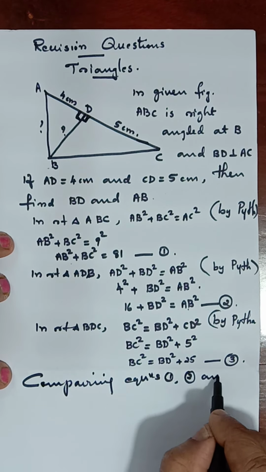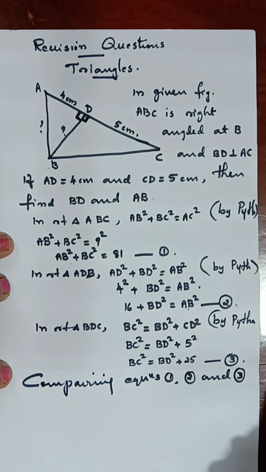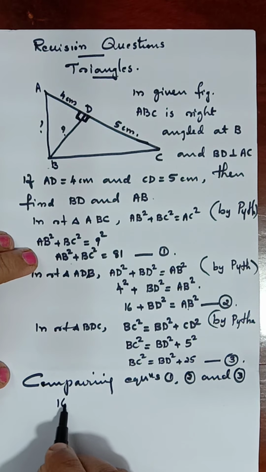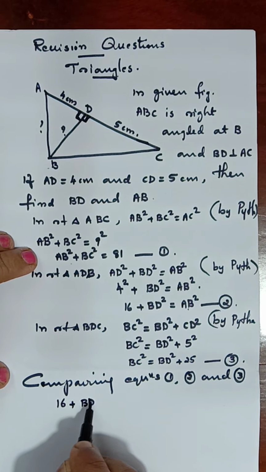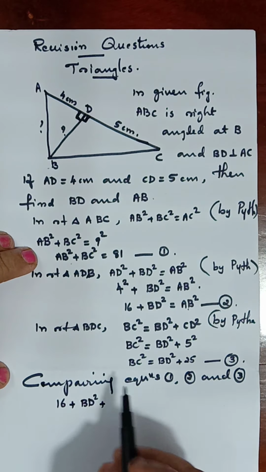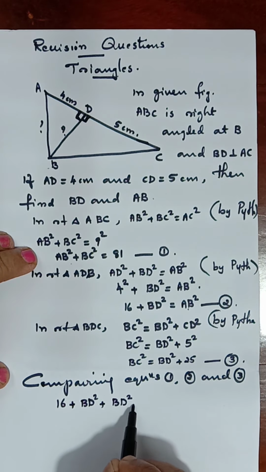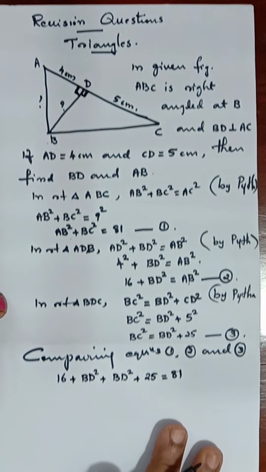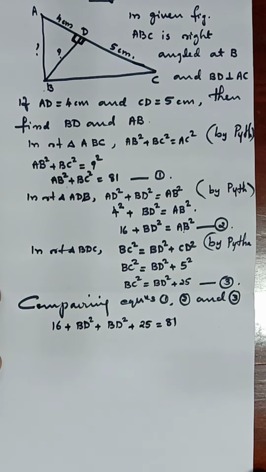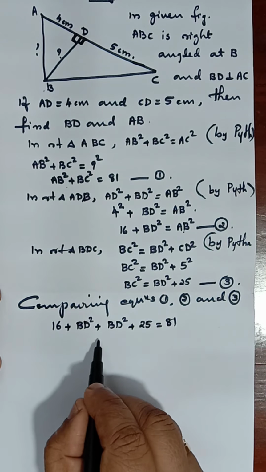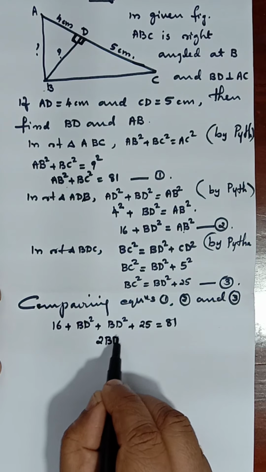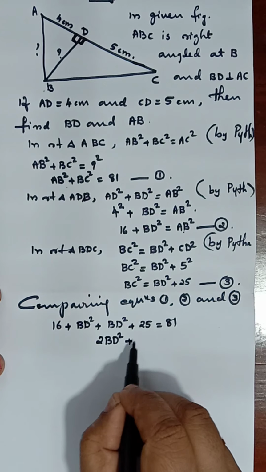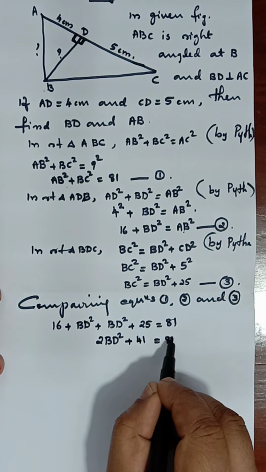Comparing equations 1, 2 and 3, instead of AB square, you are going to write 16 plus BD square, plus, instead of BC square, BD square plus 25, that's equal to 81. Okay. Now let us add: BD square plus BD square is 2 BD square. 16 plus 25, isn't it 41? Okay, 41, that's equal to 81.